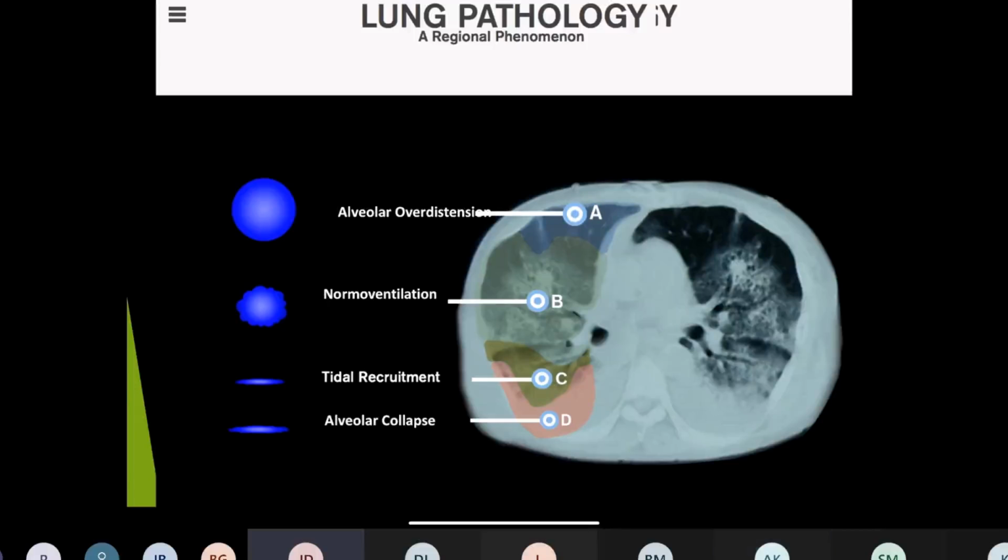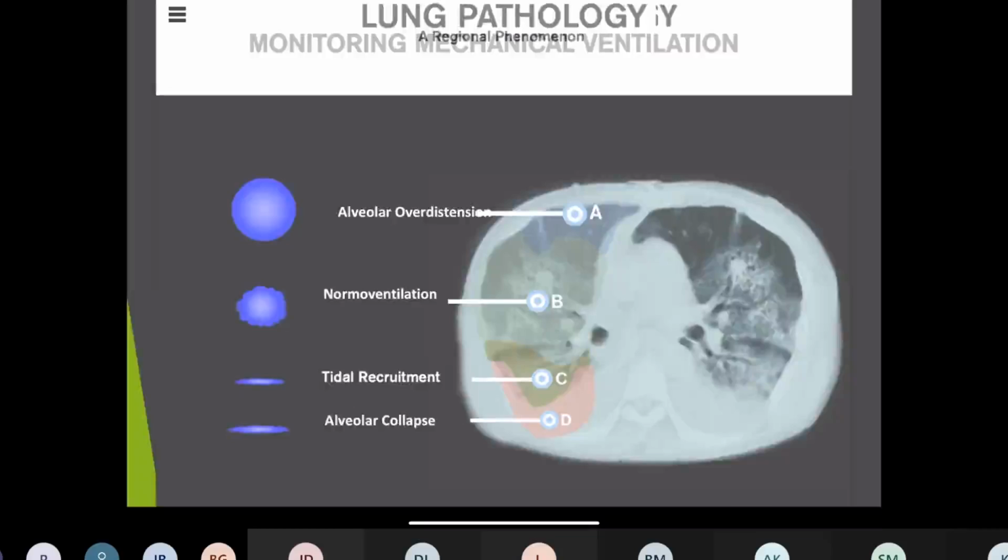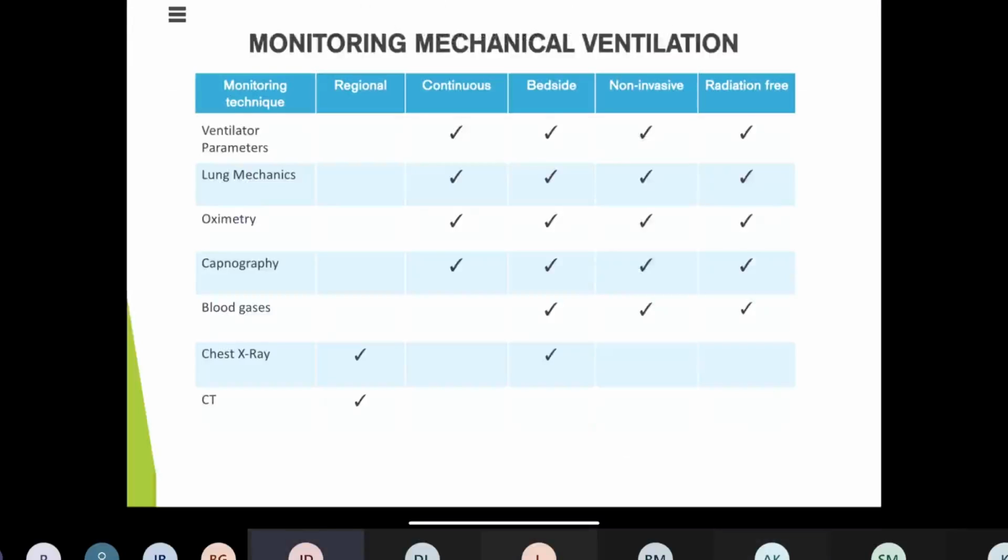Monitoring which part of the lung is affected over distances is essential, to bring the patient out of these issues easily. So what we do exactly is monitor the mechanical ventilation. As you can see below, we have the CT image.